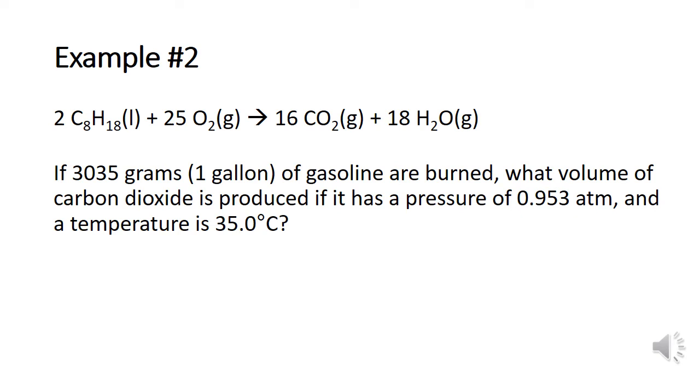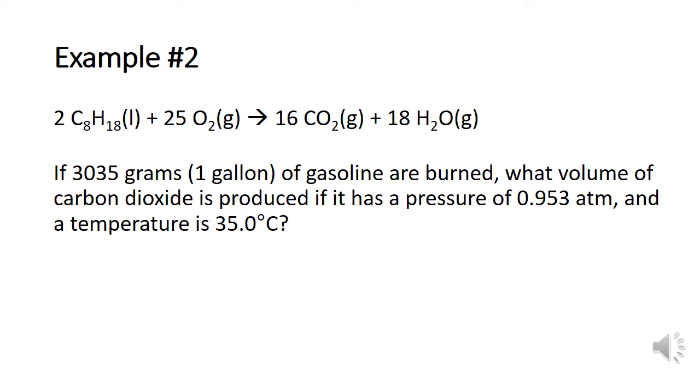So we're going to take a look at another example here. We're given a balanced reaction. This is a combustion reaction, so we've got our hydrocarbon, C8H18, plus oxygen giving carbon dioxide and water. So our question is, if 3,035 grams of gasoline, basically a gallon of gas, are burned, what volume of carbon dioxide is produced if it has a pressure of 0.953 atmospheres and a temperature of 35.0 degrees Celsius?